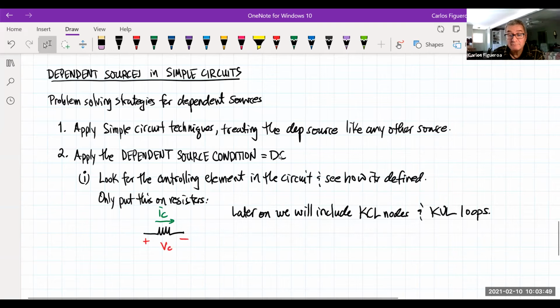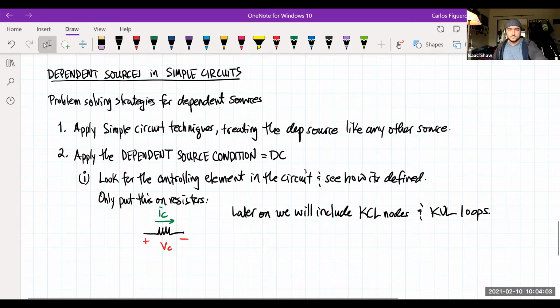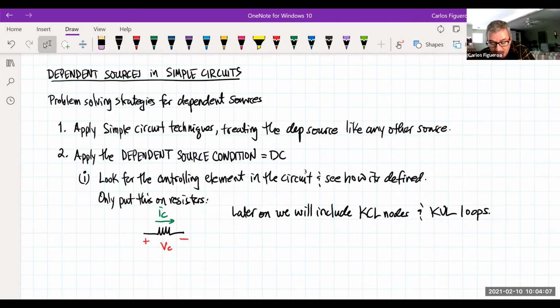And these can make it considerably harder. But for right now, we're going to only focus on resistors. So Carlos? Yes. When you say see how it's defined, do you mean determine if it's a resistor? Yeah, typically in the beginning it's going to be a resistor, but later on, you're going to see that I'm going to say, okay, let's say that you have something like this.